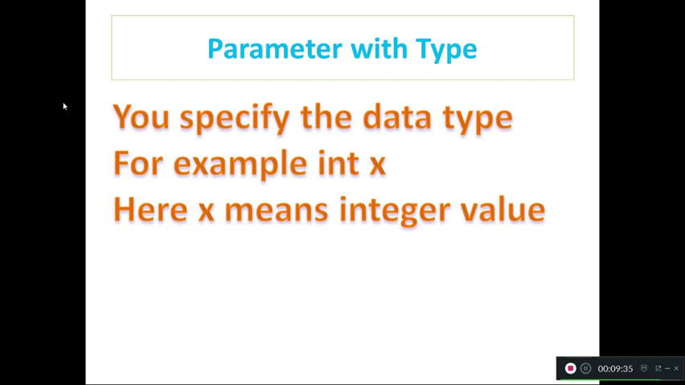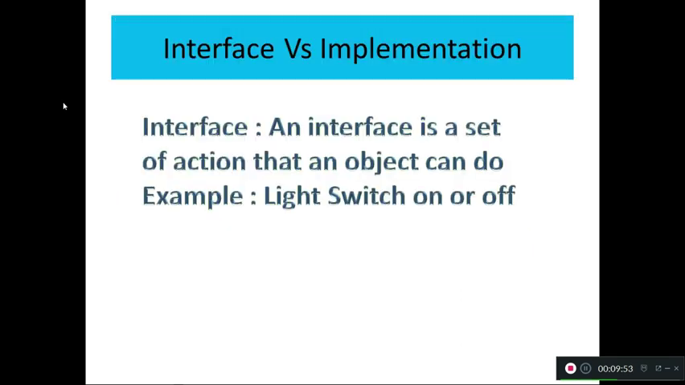In the first example, without parameter type, I do not specify the int value. I simply say x only. In this example, parameter with type, I specify the data type as int. Here x means the integer value. It should be understood.